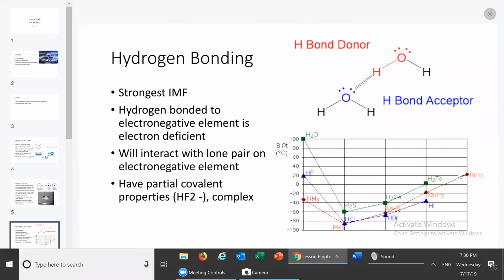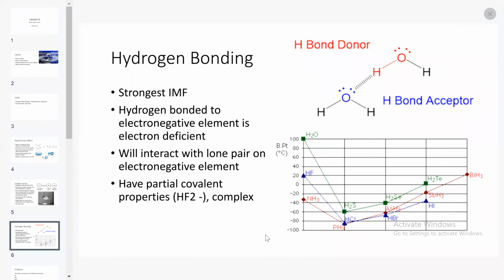So remember our 3 IMFs. We have dipole forces, we have London forces, and we have hydrogen bonding. So which one of those IMFs explains this trend? So can you explain why you say it's London forces? You can unmute your mic and just explain why you think it's London forces. Or type it.